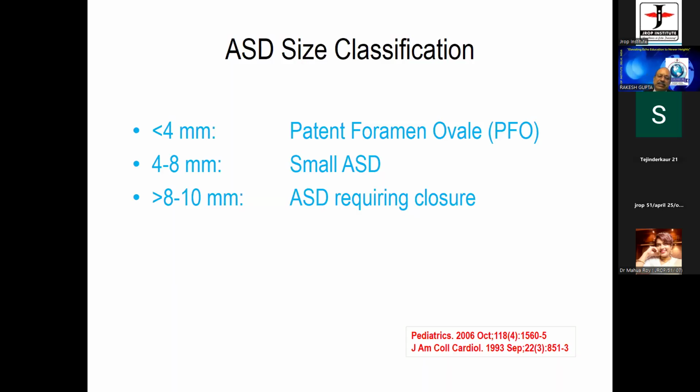So in very simple words, if it's less than 4 millimeter in size, this is PFO. More than 8 millimeter in size is ASD. Anything between that is a small ASD, which needs to be watched. What does it mean? If we get a PFO, we do not do anything with this subset of population. If we get more than 8 millimeter in size, we always try to close them. And if it's 4 to 8, we try to watch them for certain periods.